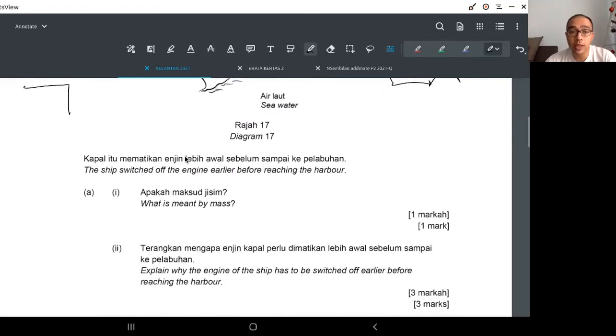Okay, so first question is what is meant by mass? Again, remember, 1 mark for definition, 4 marks for explanation, 5 marks calculation, 10 marks make choice. Okay, section B question. 1, 4, 5, 10. Okay, so what is meant by mass? Mass is one of those definitions that is very standard. Okay, mass is the amount of matter in an object. The amount of matter in an object.